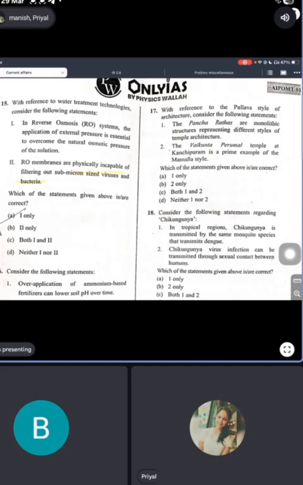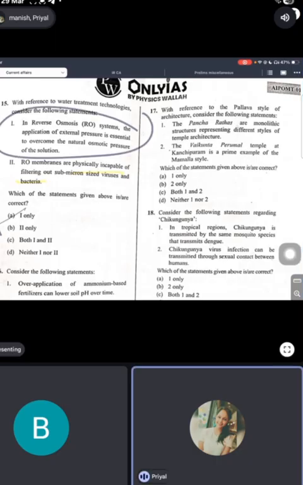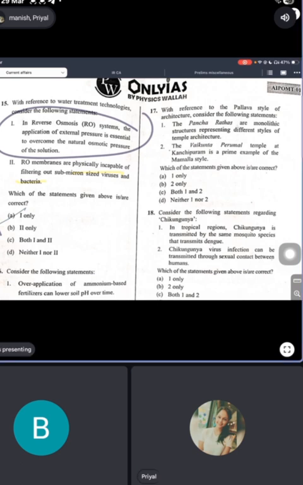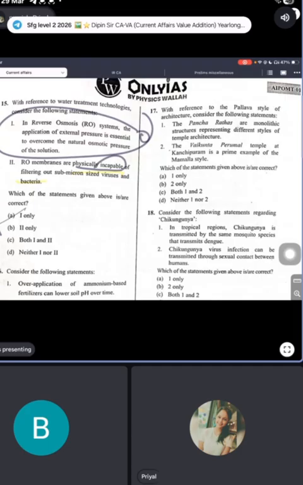See guys, tell first what the question is saying in the first statement. Tell the meaning of the first. It says osmosis, the application of external pressure is needed for the process to happen. Okay, I don't know about the first one. Let's say second, RO membranes are physically incapable. Then why the hell are we using them?